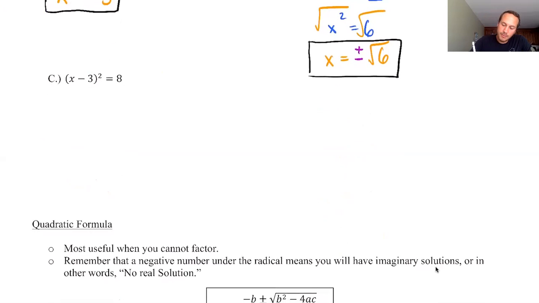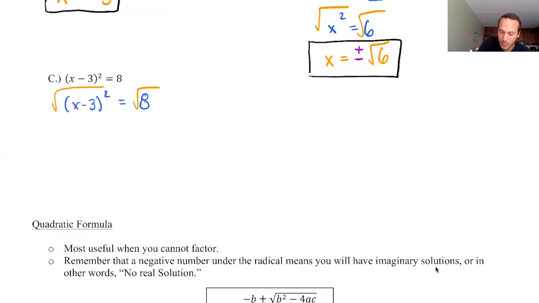For this last example, I've got a parentheses is equal to some number, but that parentheses is squared. Now this is going to come up a lot when it comes to completing the square method of solving things. It's something that we will be using, so let's practice it. But I can go straight. So I've got this x minus 3 squared is equal to 8 here. I'm going to go straight to square rooting both sides.